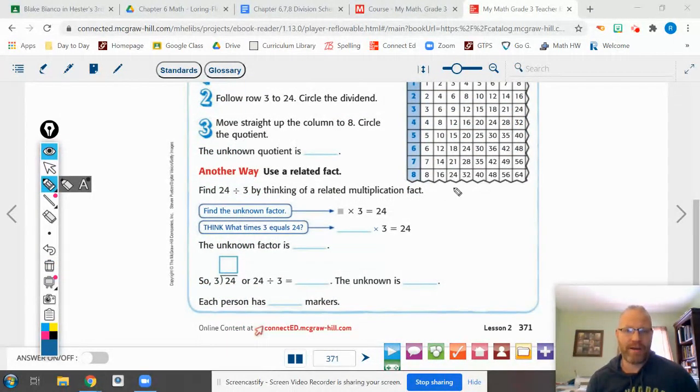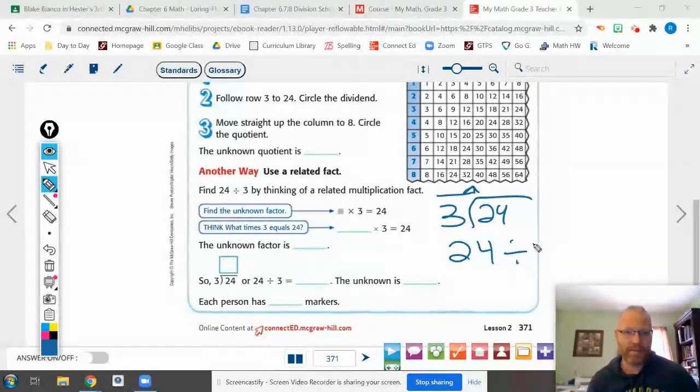Another way to find the answer without using the multiplication table is to find 24 divided by 3 by thinking of a related multiplication fact. So similar to what we just did, we said that 24 is being divided by 3. So we can rewrite this as a multiplication fact, something times 3 equals 24. So think, what equals 24 when you multiply by 3? 8. 8 times 3 equals 24. So 8 is the unknown fact.